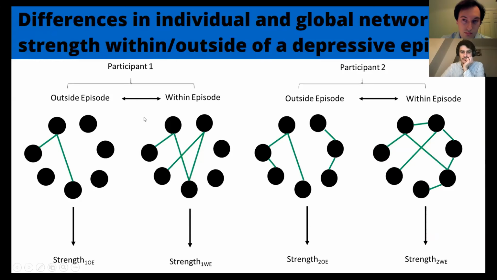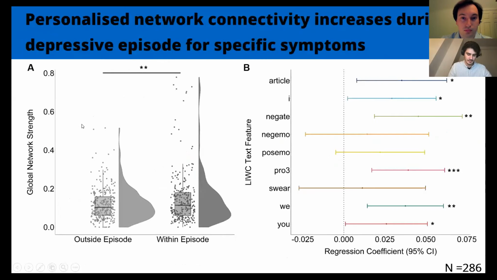After that, we looked at differences in individual and global network strength within and outside an episode of depression. For each participant, we constructed 2 networks, one within an episode, one outside an episode, with the expectation that there would be elevated network connectivity within an episode. And again, that's what we were able to show. Within a depressive episode, there was significantly elevated global network strength, and this was driven by a broad increase among almost all nodes in the network. 6 out of 9 nodes in the network had elevated individual node strength.